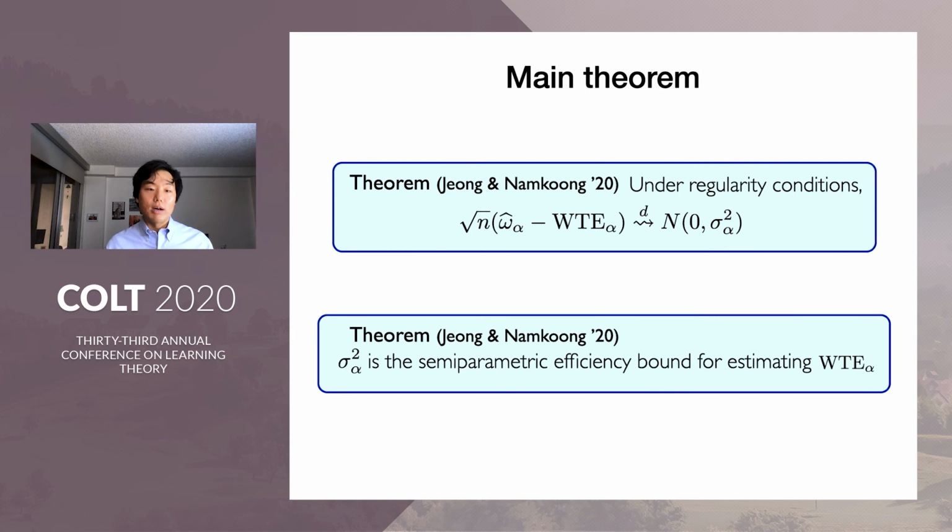Okay, and to complement our methodological results so far, we also give a fundamental hardness result in our paper, which shows that the asymptotic variance of our estimator is actually the optimal thing, the best thing you can ever hope for in any sensible estimator. And this is true in both randomized trials and observational studies.